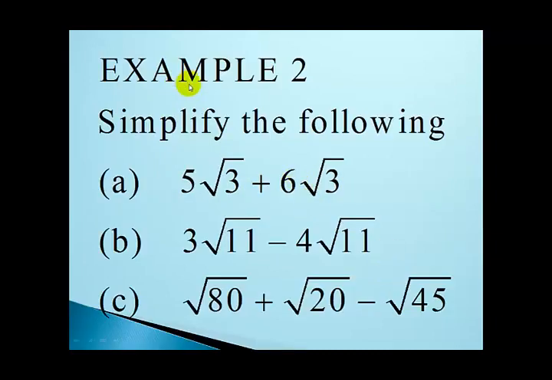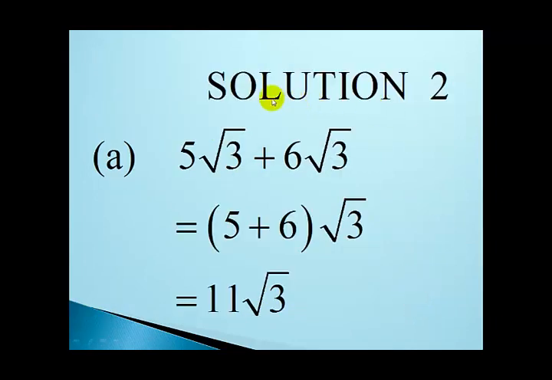Now let's consider this example. Simplify the following. A. 5 root 3 plus 6 root 3. B. 3 root 11 minus 4 root 11. C. Root 80 plus root 20 minus root 45. That is the square root of 80 plus the square root of 20 minus the square root of 45. Now let's see how best we can simplify this problem. Now we look at the solution.